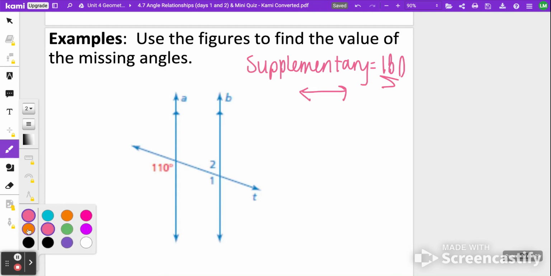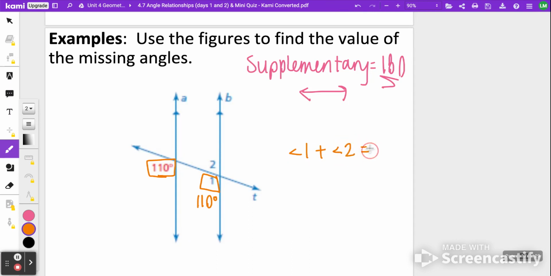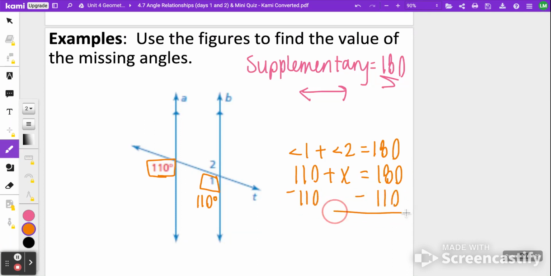The other thing we want to mention is we just learned corresponding. So if you see this 110 degrees, this is also the matching set for angle 1. So angle 1 is also equal to 110 degrees because they're corresponding angles. They're in the same position, just in different locations of the transversal. To find angle 2, notice that angle 1 plus angle 2 is making a straight line, which is equal to 180. So what I could do is plug in what I have for angle 1 and solve for the missing angle, or solving for x. All I would do is subtract 110 from both sides of my equation. So x is equal to 70. So angle 2 is 70 degrees.